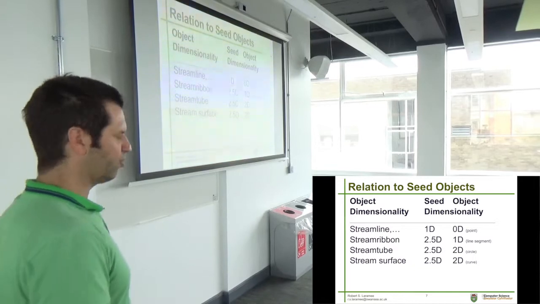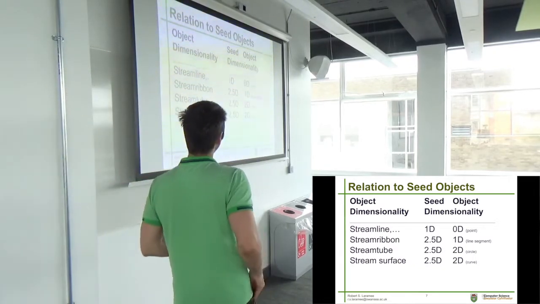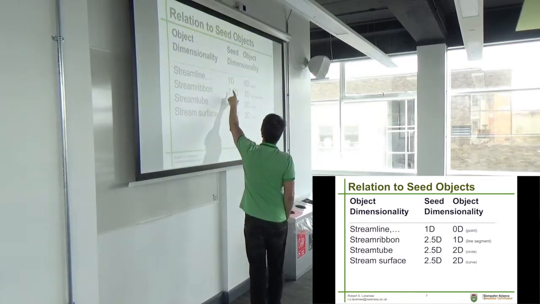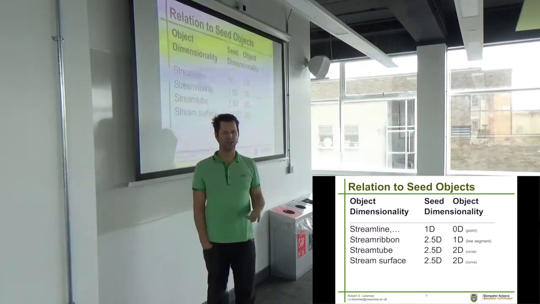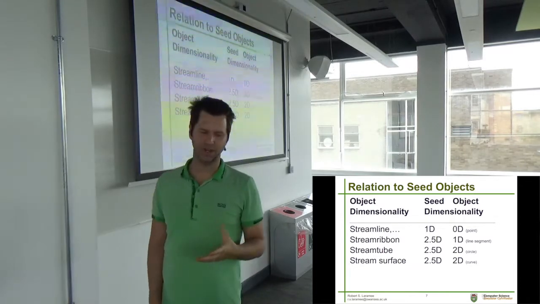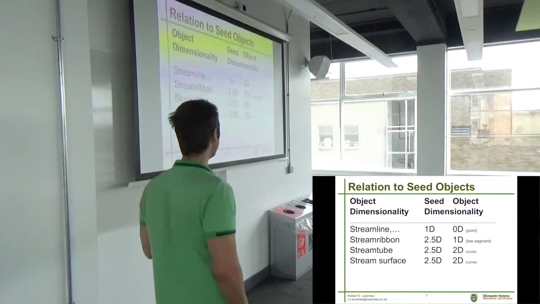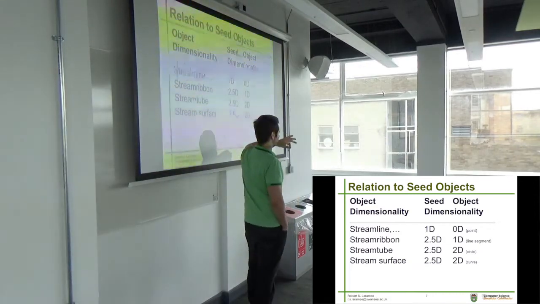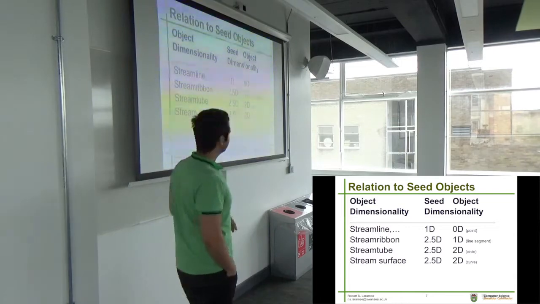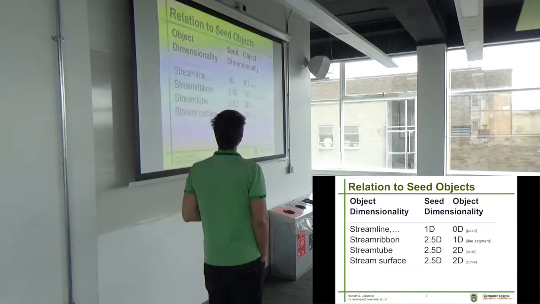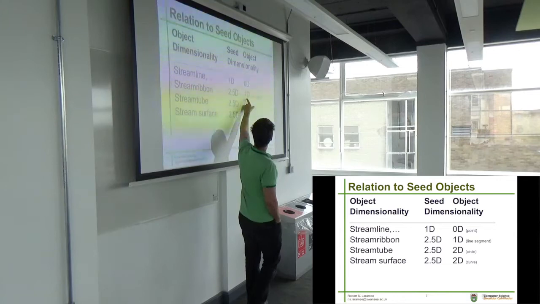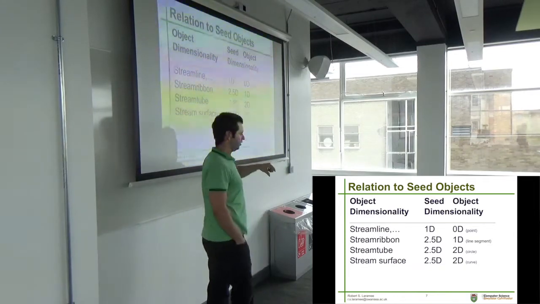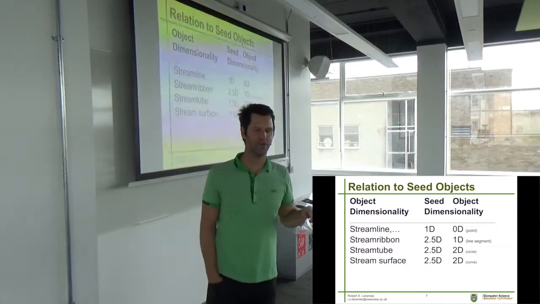This is just a little summary of the object dimensionality. A streamline is a 1D curve, like an edge or a curve, usually called 1D. And the seeding object is a point, which is 0D, right? A stream ribbon starts with an edge, which is a 1D line segment, and creates a 2.5D surface, you could say. Right? It's a surface.